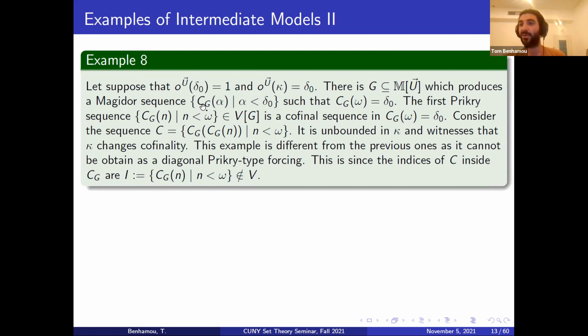So if I consider a pair of the form delta 0 and A, and some kappa and B, and you have a generic with this condition in it, then since the order of delta 0 is 1, it would produce a Prikry sequence below delta 0. And naturally, we will have that the order of kappa is delta 0. So this is how you get this situation.